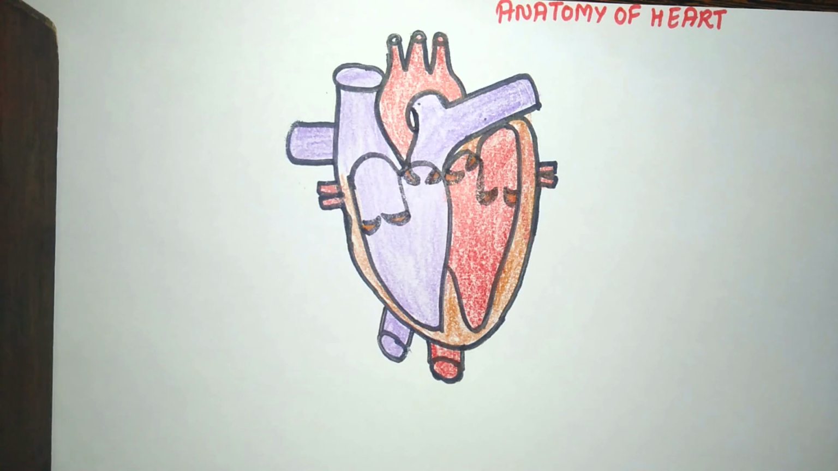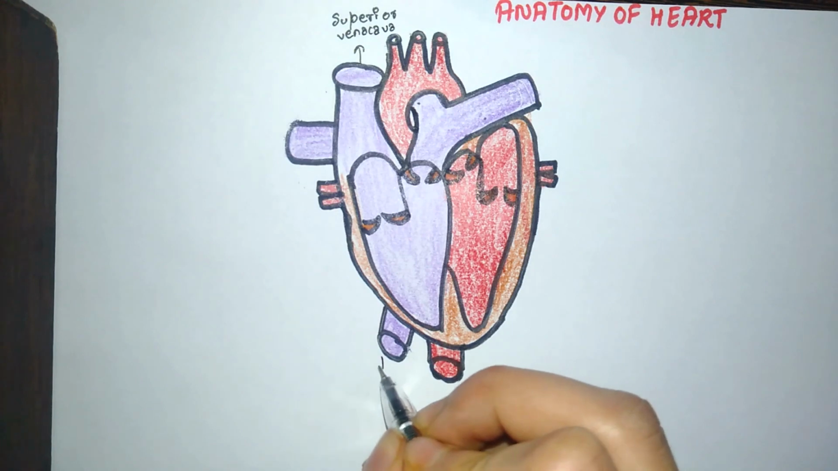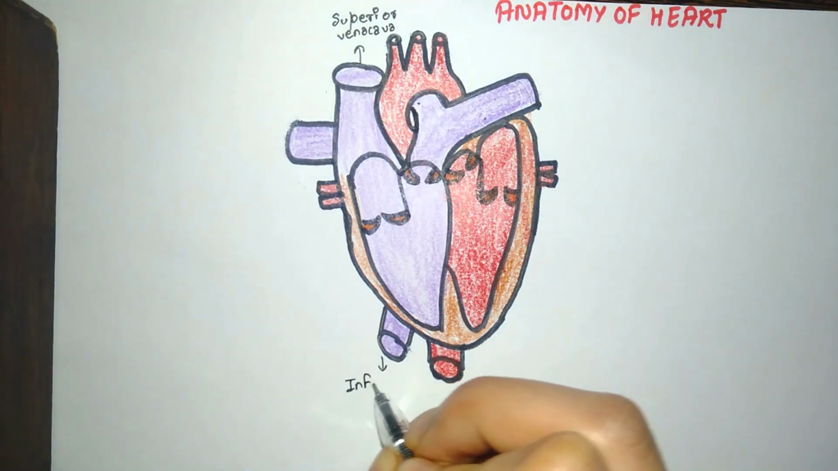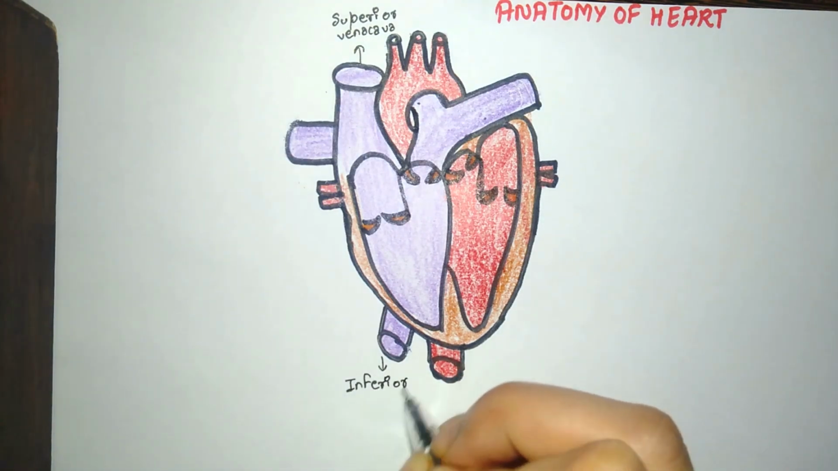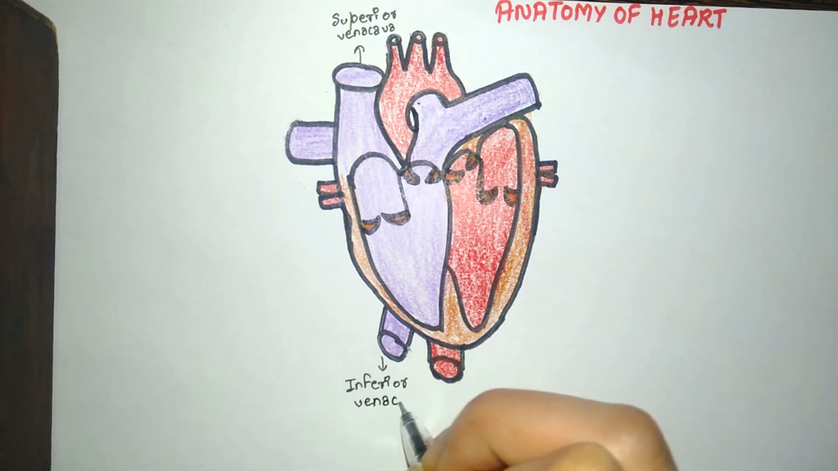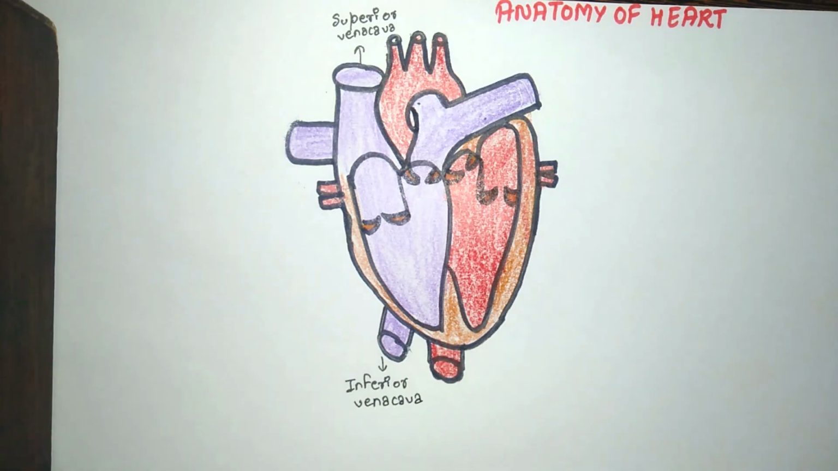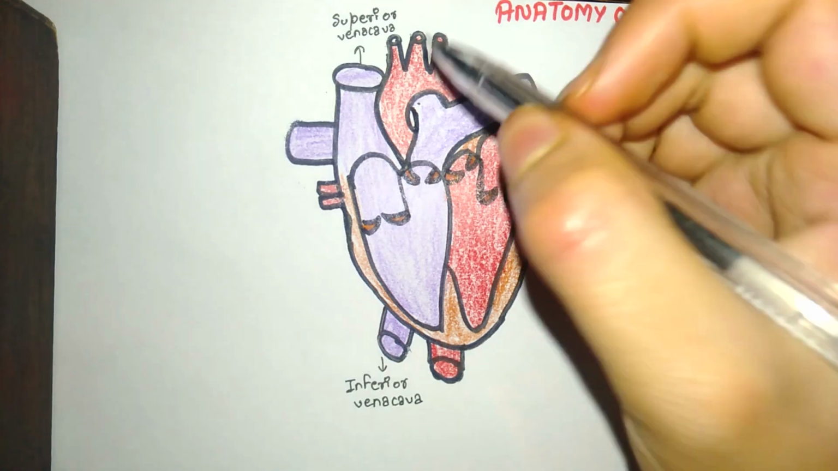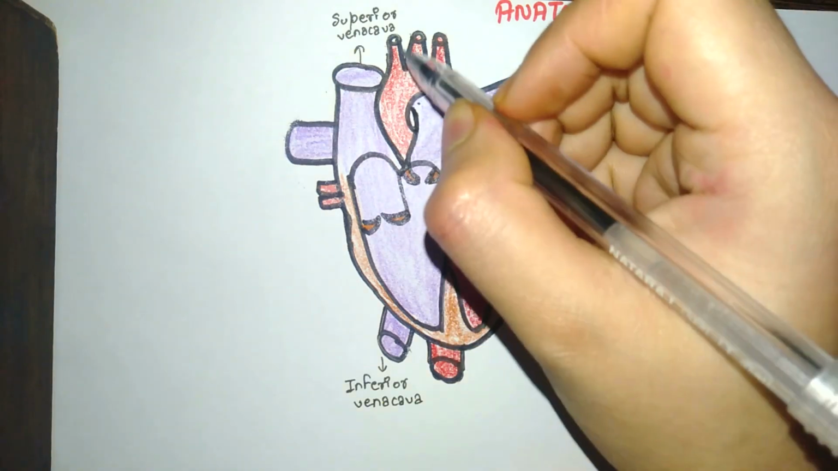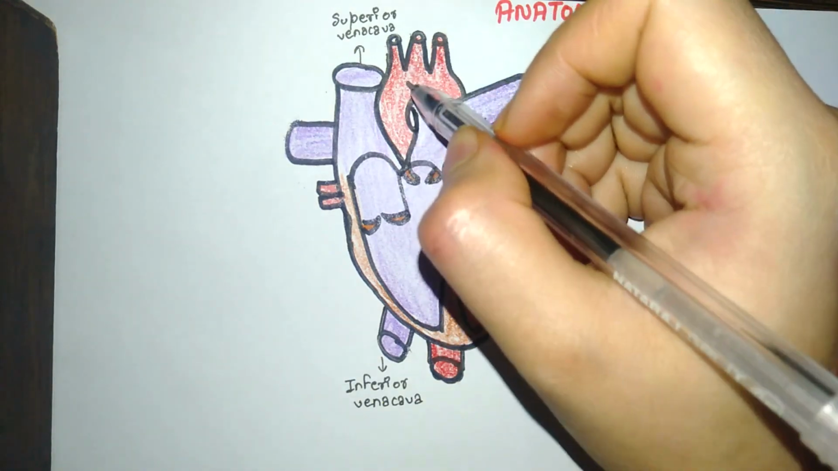Okay, let's start with this part here. This part is known as the superior vena cava. And this part is called the inferior vena cava, and the inferior vena cava is the largest vein in our body. Both the superior and inferior vena cava carry the deoxygenated blood and they drain their content into the right atrium.